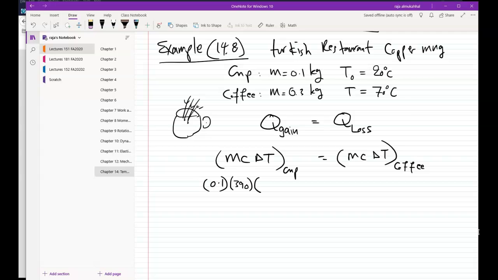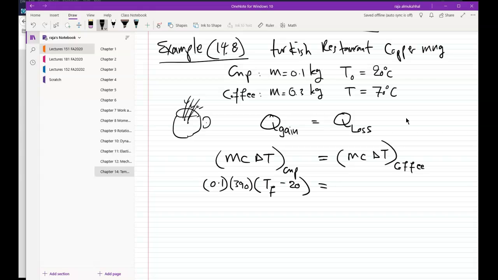Okay, so now the cup was cold. Look at that. The cup is cold, and then it gained heat, so it became hot. So the hot is higher, so that's going to be T final minus 20. You see what I'm saying? I hope you understand that.